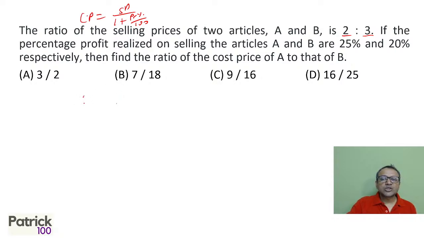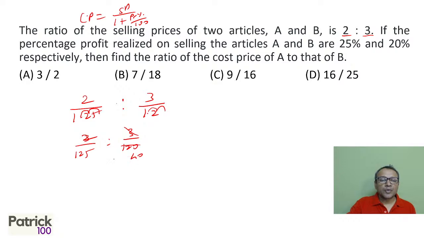The selling prices are 2 and 3. I want to convert to cost price, so divide by 1.25 here and 1.2 here, to get a ratio out of cost price. So remove the decimal places: 2 upon 125, 3 upon 120. So 3 will get cancelled with 120, and it will become 40. 120 and 45 will get cancelled, 25, and this becomes 8.